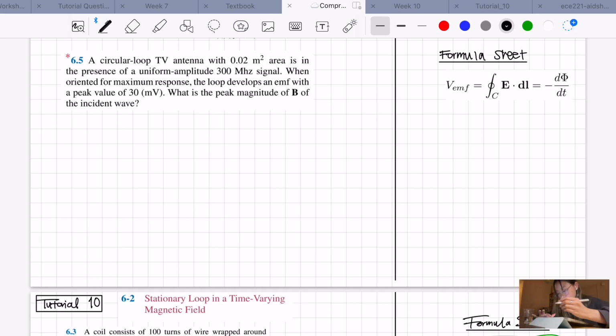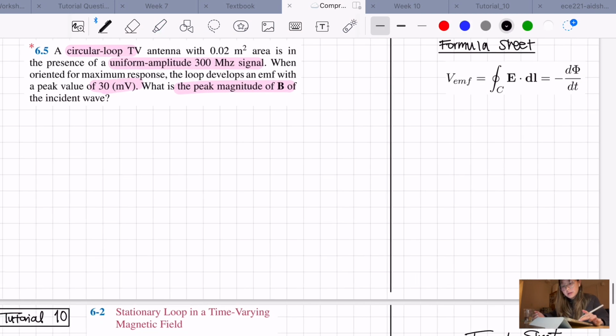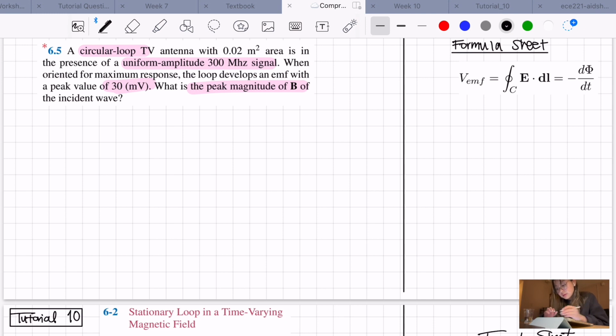This question is about how a circular loop behaves in a uniform amplitude signal, and the question wants to find the peak magnitude of B when an EMF of 30 millivolts is developed inside this loop. So we first want to start by talking about time varying signals.